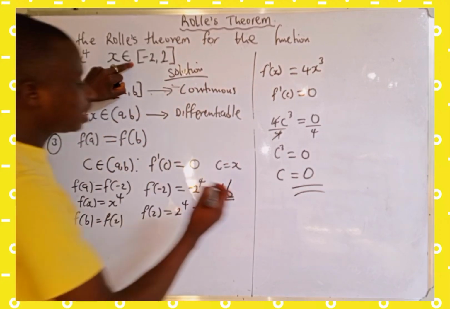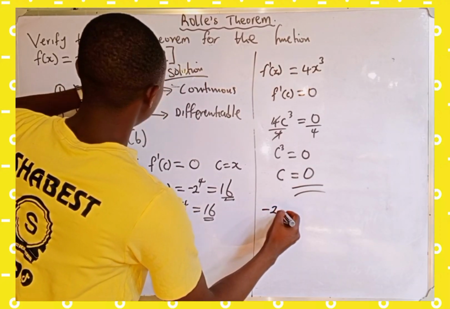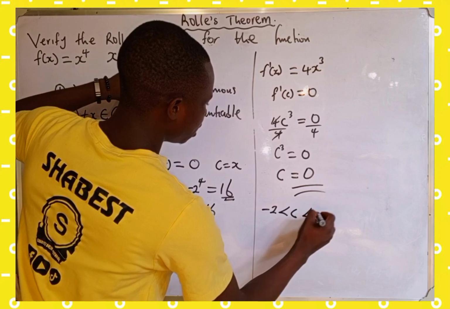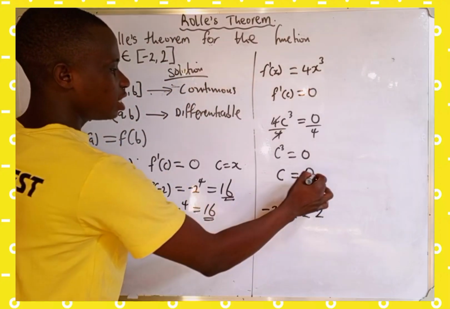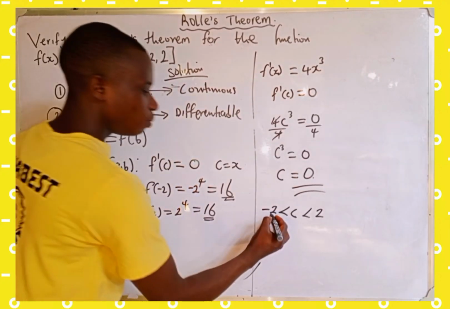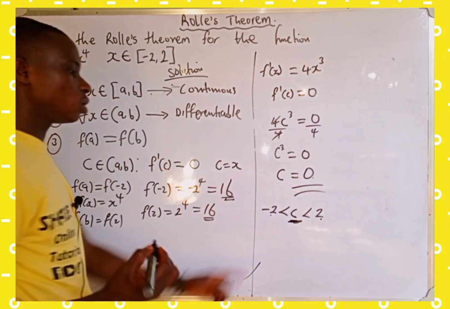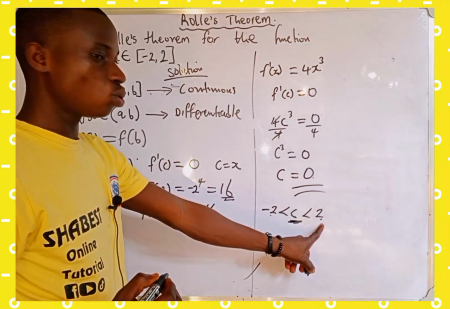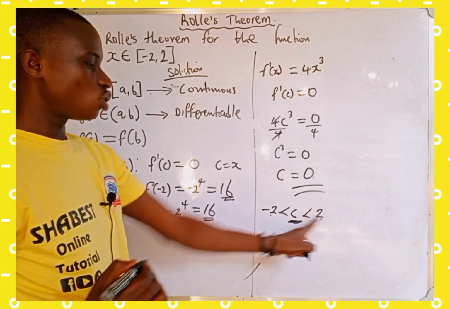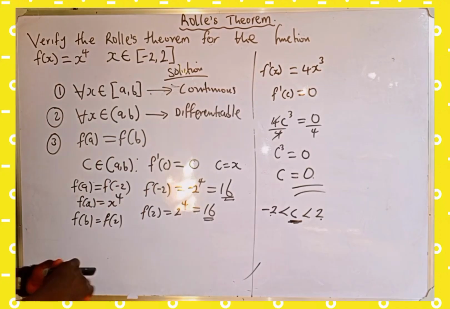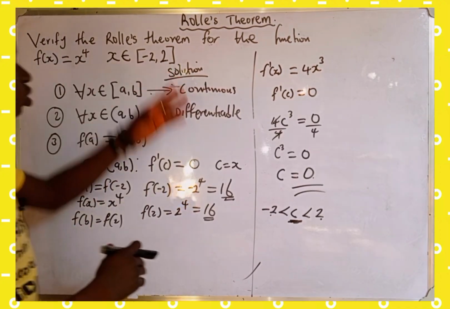And we notice that this interval is minus 2 less than c, and c is less than positive 2. This 0 on the number line is between minus 2 and 2, so it is in the interval minus 2, 2. You can find 0 in between these two endpoints. So this is how to verify that the given function satisfies Rolle's theorem.